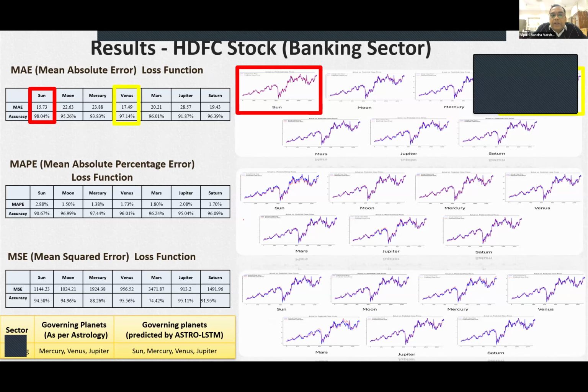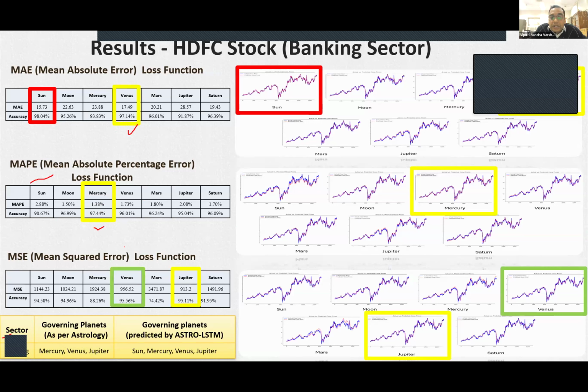But still, despite the Sun giving an inconsistent result here, I am getting some fruitful results for each of the loss functions. As you can see, for MAE, I am getting Venus as the second lowest and the second highest accuracy. Then if we talk about the MAPE, I am getting Mercury with the lowest value of the loss function and the highest accuracy. And similarly, for the MSE loss function, I am getting Jupiter and Venus. So again, the Sun is the inconsistent result here for this banking sector. In the last case for SBI, there was no inconsistent result, and here the inconsistency is only there for one function.